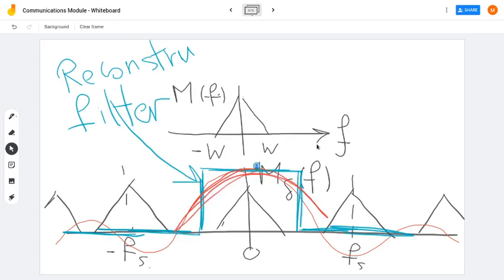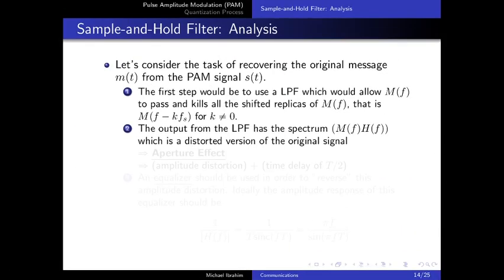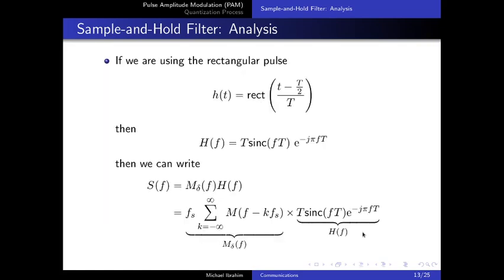So first of all, this distortion is called the aperture effect. It consists of amplitude distortion and a time delay of T/2. The time delay of T/2 happens because the pulse is shifted to the right by T/2, and the amplitude distortion is happening due to the sinc function multiplied by the spectrum. If you go back to the equation, we have a sinc function, or H(f), multiplied with the spectrum over here.